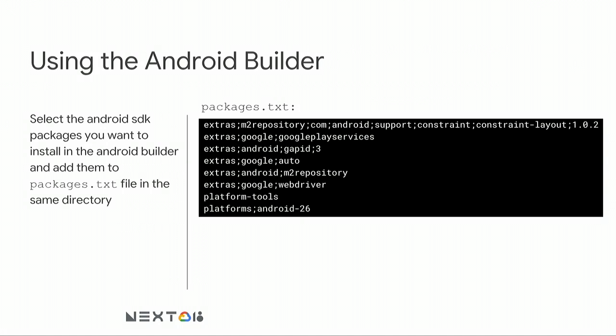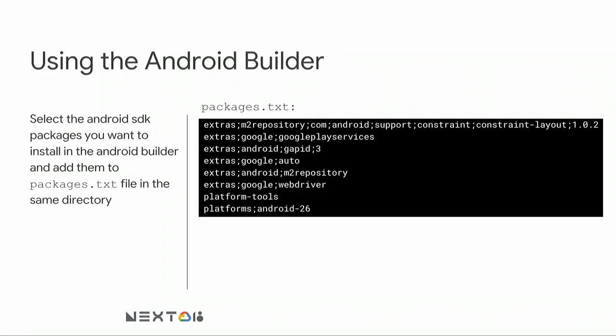So in order to semi-customize and package an Android builder for your own needs, you edit this packages.txt file, which specifies all the packages you want in your Android builder. And every time you create a new Android builder, you can change the packages you're using.